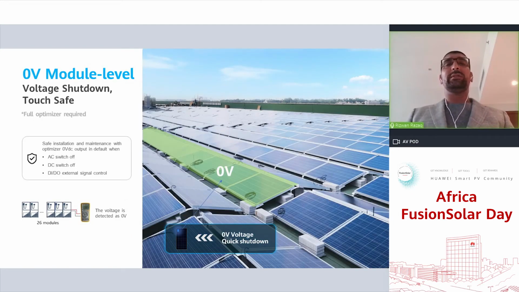So optimizers, back to the subject of the optimizer, the zero voltage level shutdown and touch safety. With the projects being installed on the rooftops, with an optimizer being selected and installed on each PV module itself, the voltage which is exposed on the roof project is low and is down to 0 volts, and that can be easily worked on and more easily operated for the safety of your personnel on your O&M project.